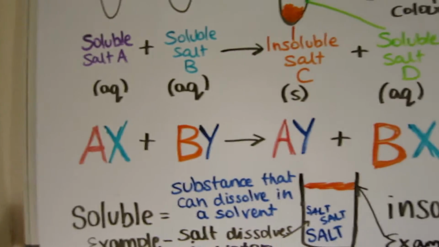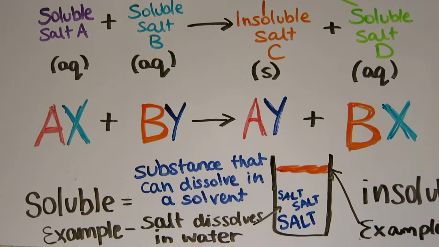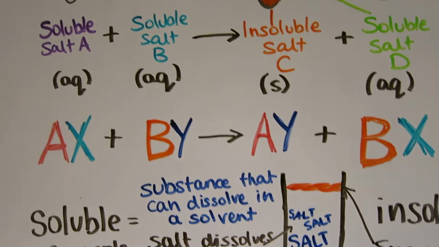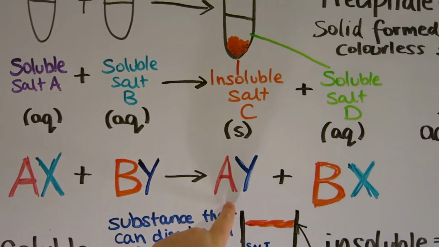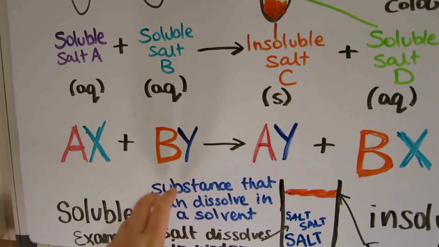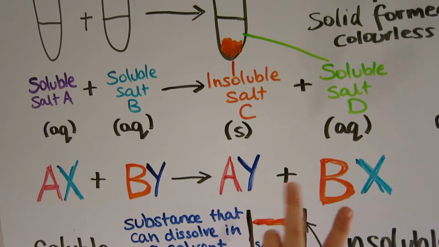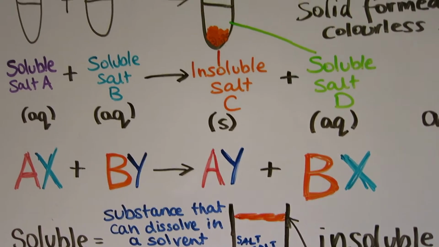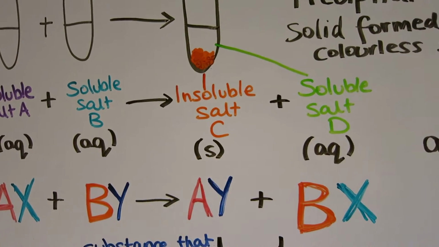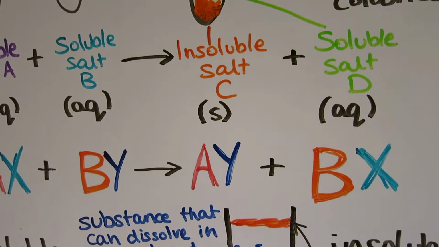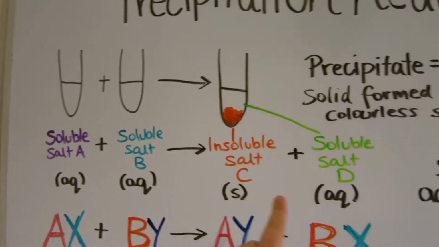So let's have a look at our equation. When we're looking at precipitation reactions, we're literally just swapping partners. So we have our metals. We put our metals down again on our product side. And we have the two types of salts. They literally swap partners. When they make these new partners, these can either form the insoluble salt or the soluble salt.